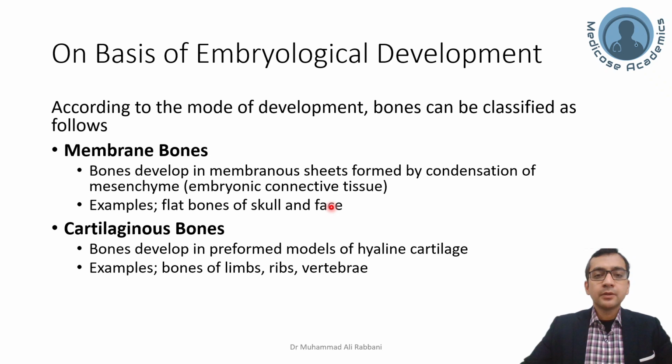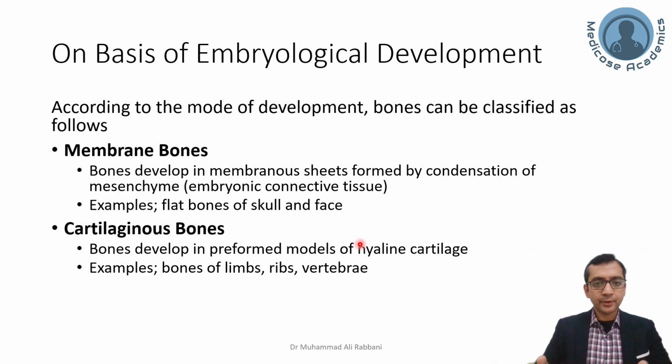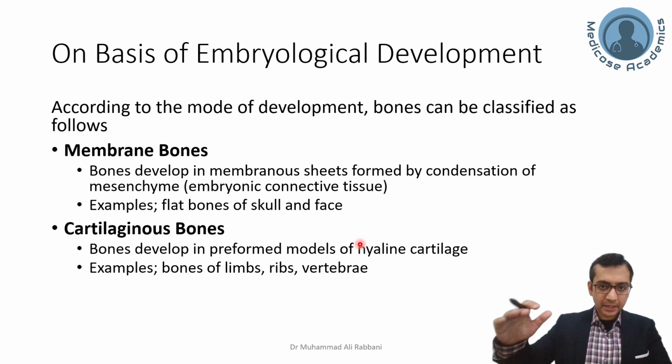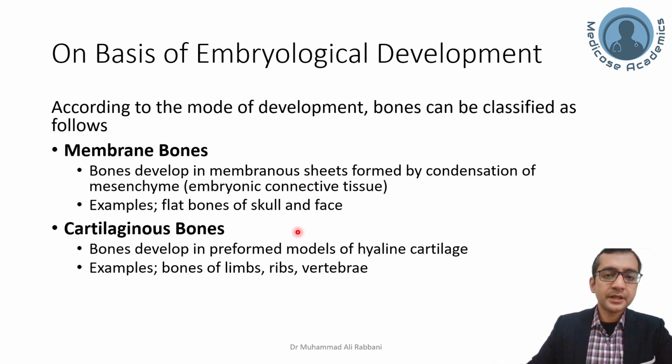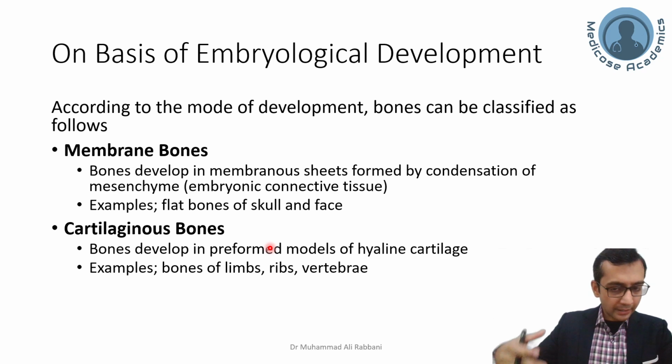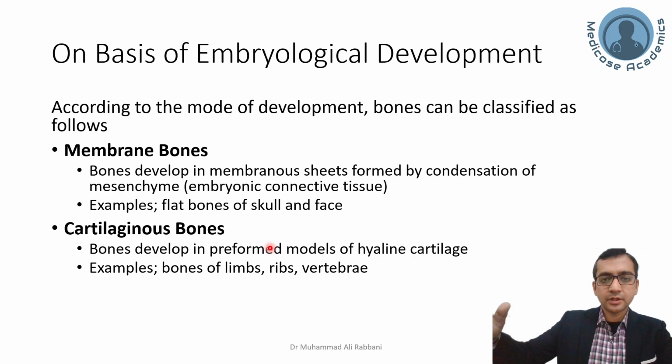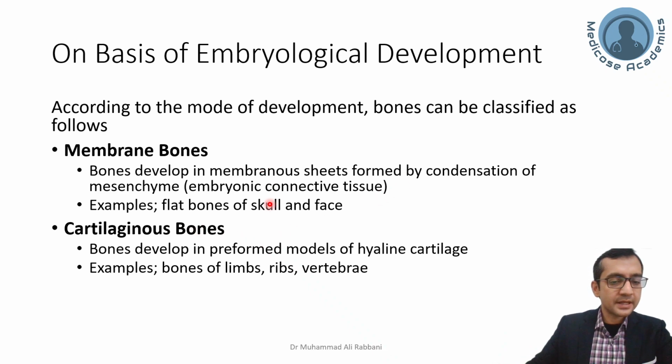Cartilaginous bones: most of the long bones and a lot of the irregular bones develop with this system. First in the embryo, for example, talking about the humerus, first the whole model of the humerus is made up of hyaline cartilage. Then there is a mechanism, again we'll go into the detail in histology, through which that cartilage is gradually replaced by bone. So these are cartilaginous bones. I will show the pictures in the next slides. Most of the ribs, limb bones, long bones, and vertebrae develop through this.